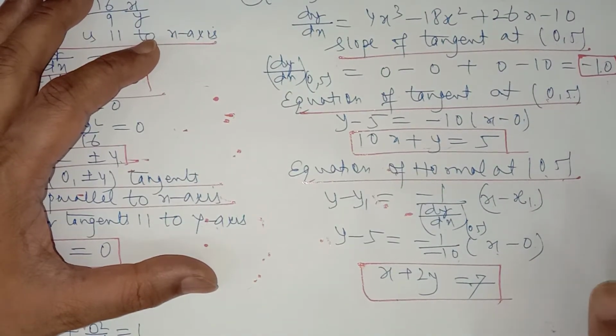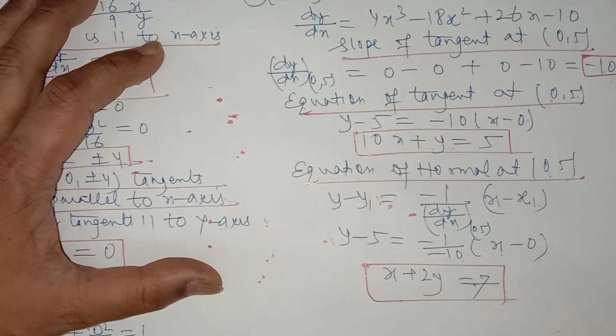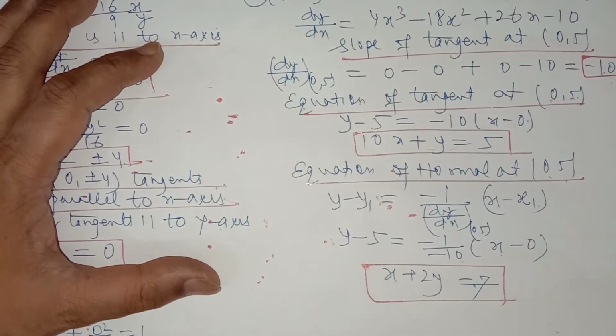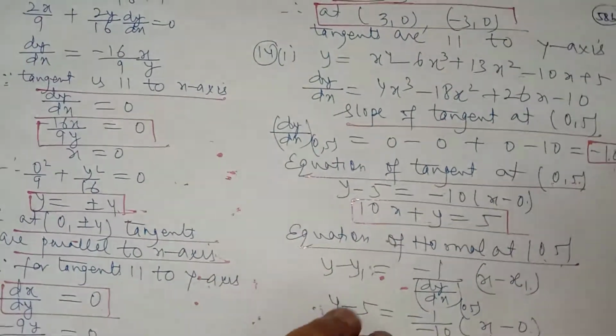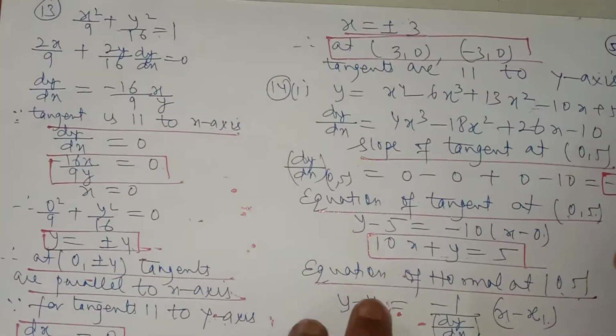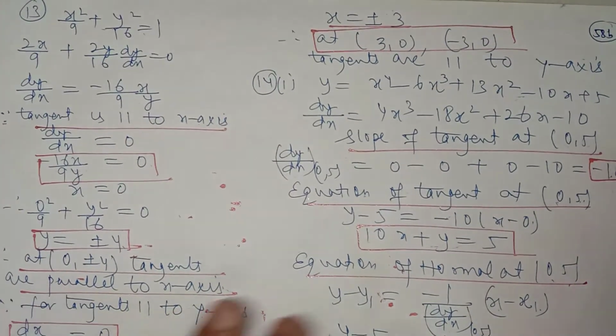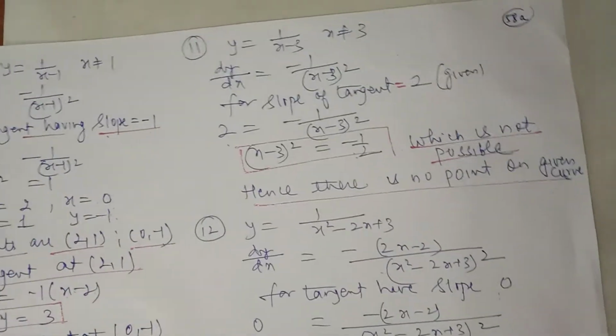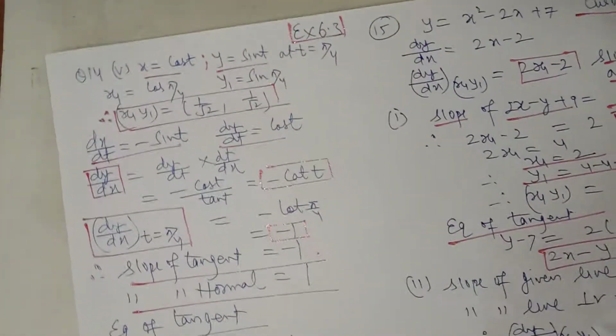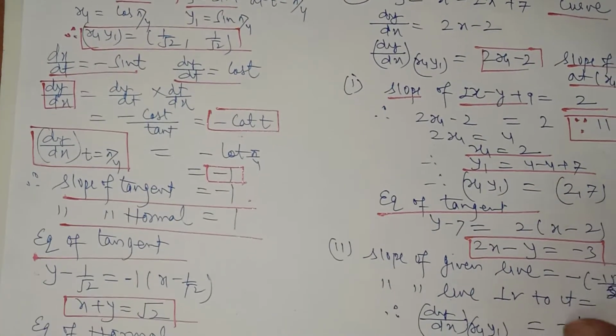So to find the equation of tangent and normal, you simply find the slope of the tangent, and the coordinates are given in question number 14, in which we have many parts. Now like this, you can do all the parts of this question number 14. Now in the next part, I am taking the 5th part.